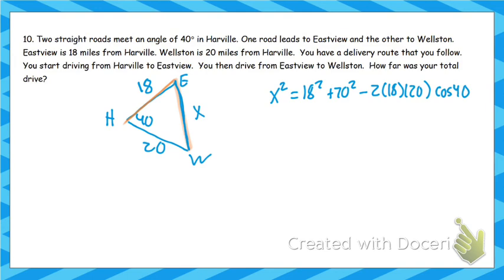And remember to square root it. 172 is much too large of a number. So x squared was 172. So x is going to be 13.1.